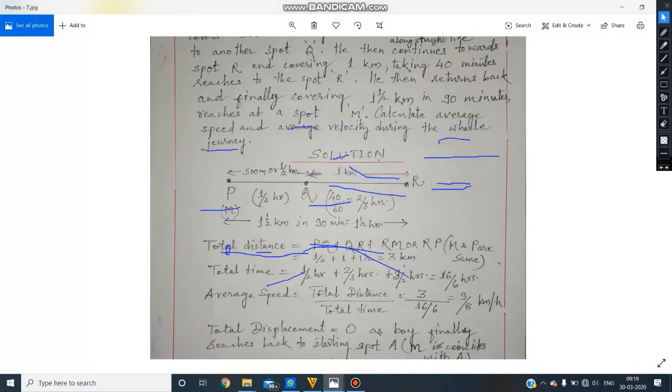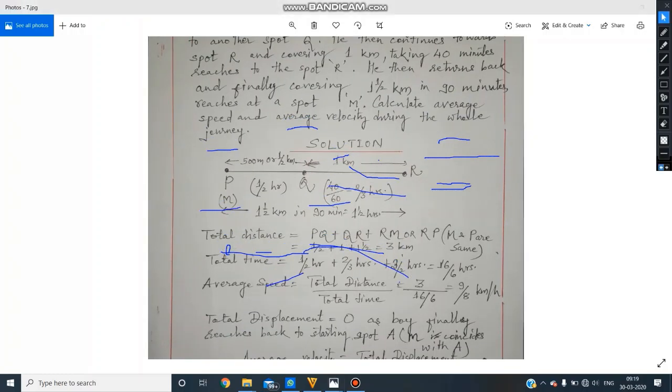Then if you have to calculate average speed, applying the formula, first we'll calculate total distance, which is just the sum of the parts of the journey: PQ, QR, RM, or you can say even RP. When you add these all, you get the total distance as 3 kilometer. Total time can be added and it is equal to 16 by 6 hours. You can further reduce it to the shortest form. Accordingly, the average speed is 9 by 8 kilometer per hour.